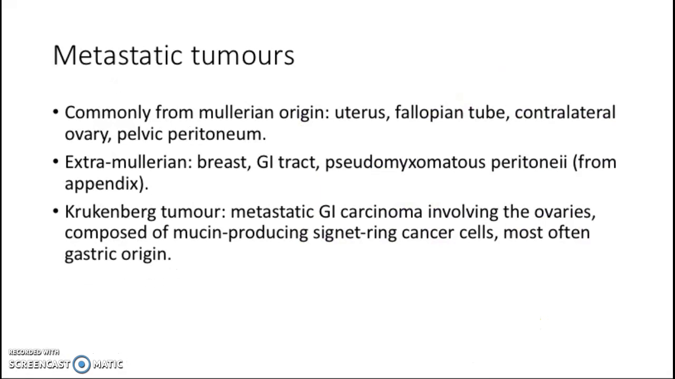There are also metastatic tumors that you have to consider. They commonly come from Mullerian origin, for example the uterus, fallopian tube, the other ovary, and the pelvic peritoneum, and extramullerian origins such as breast and the GI tract, and also pseudomyxoma peritonei from the appendix. There's also an entity called Krukenberg tumor. It's a metastatic gastrointestinal carcinoma involving the ovaries, composed of mucin-producing signet ring cancer cells, and it's most often from gastric origin.